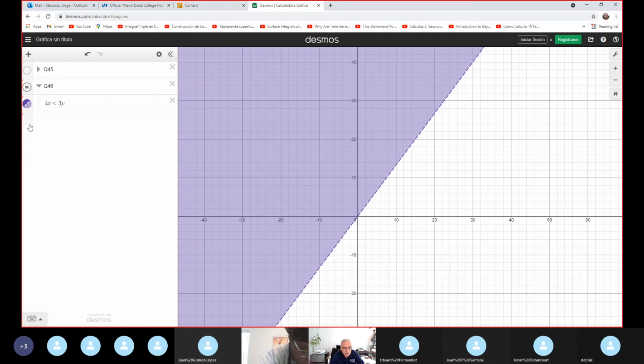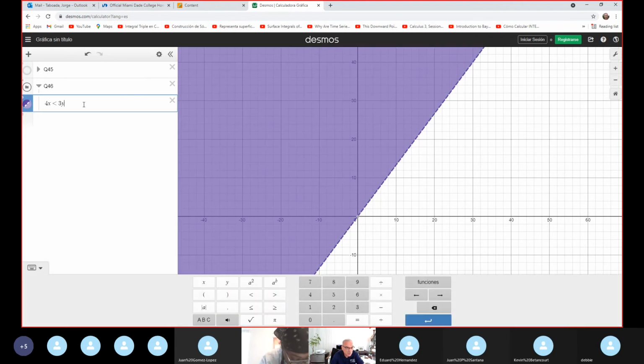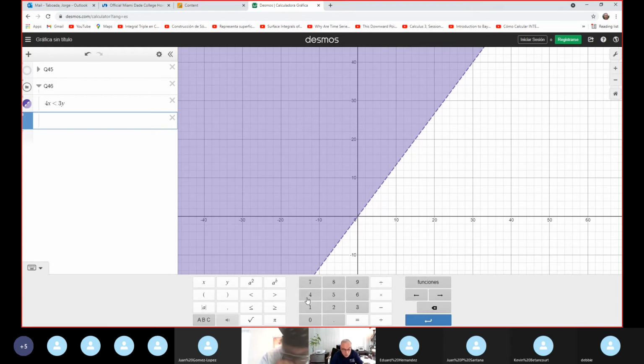Any color is okay. The most important thing I want to illustrate is that this related line, in this case, is a dotted line. Do you see it's a dotted line? Not a solid line. If it has an equal sign, then it's a solid line, but in this case, no, it's a dotted line. Now, on the next line, I can type the next inequality: 4x minus 3y is greater than or equal to negative 18.